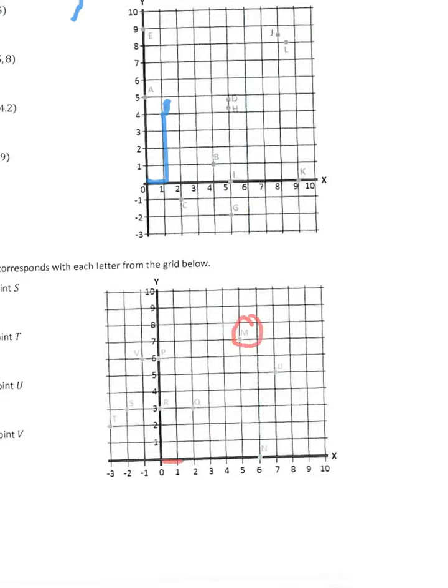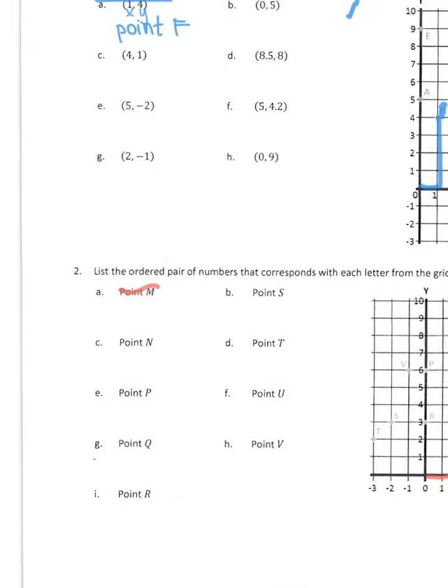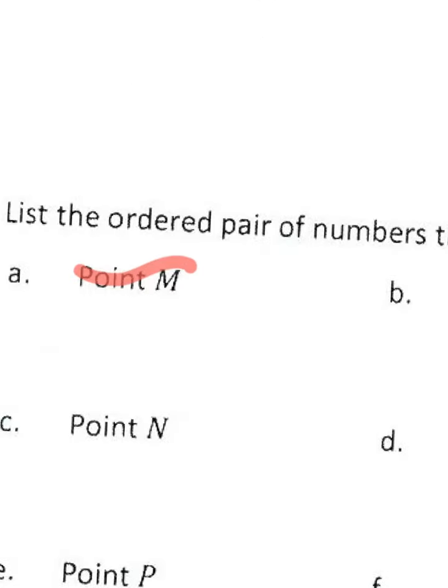I need to go 1, 2, 3, 4, 5 units to the right. Then I'm going to go 1, 2, 3, 4, 5, 6, 7. So my point for M is (5, 7). So I go back over here for point M. I'm going to write (5, 7).